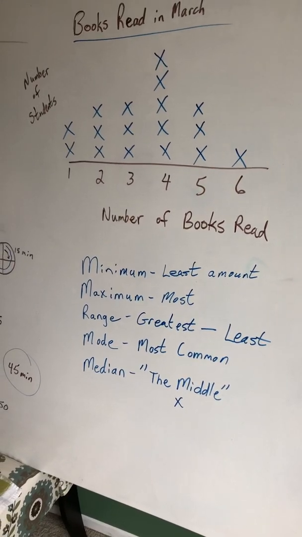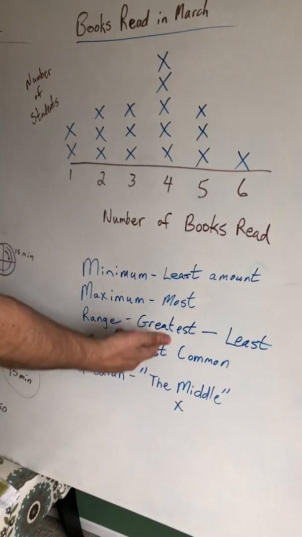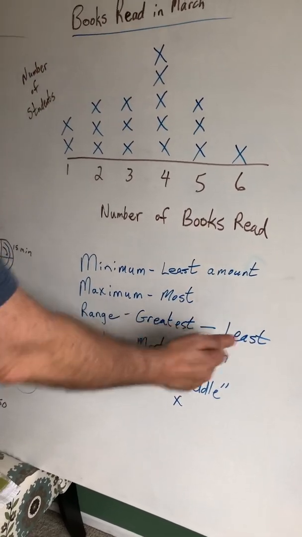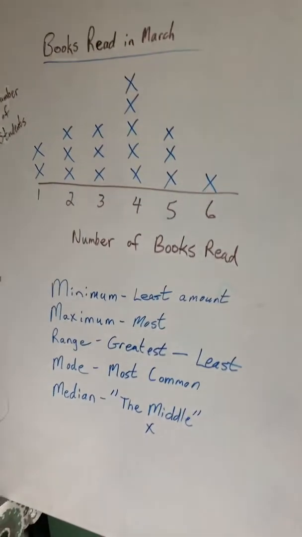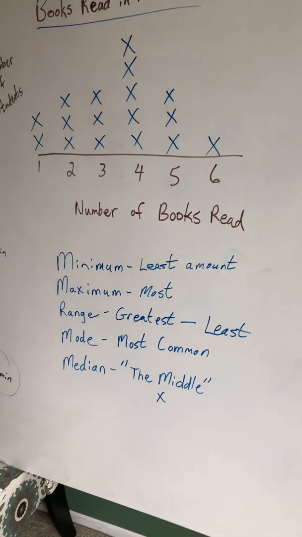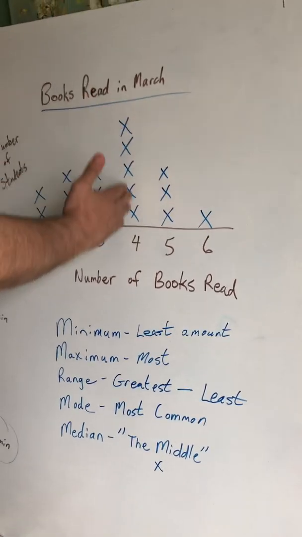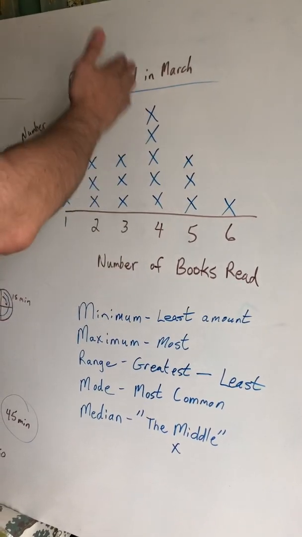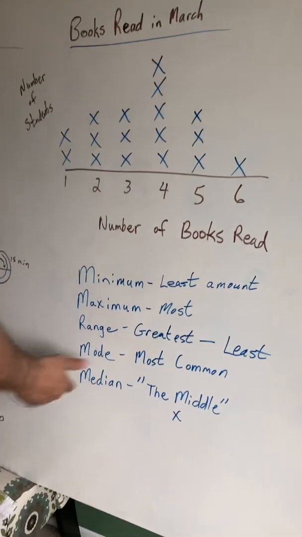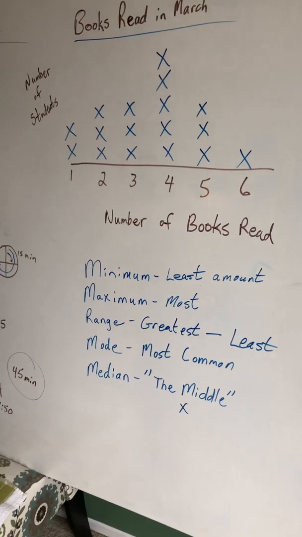Now the range, they're going to ask you, that's the range of this line plot, is the greatest amount of books minus the least, okay? So 6 minus 1 is the range, so 5. The mode is really cool, it's just the most popular, okay? So 4 is the biggest amount of books read by the most amount of students. That's the mode, it's the most common one. It has the most X's.